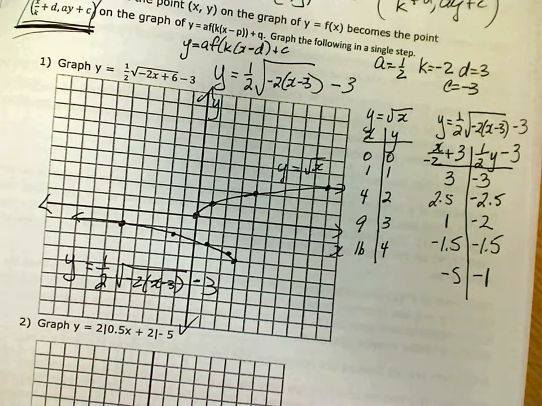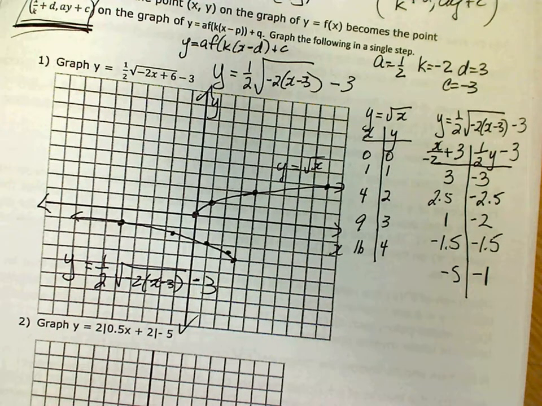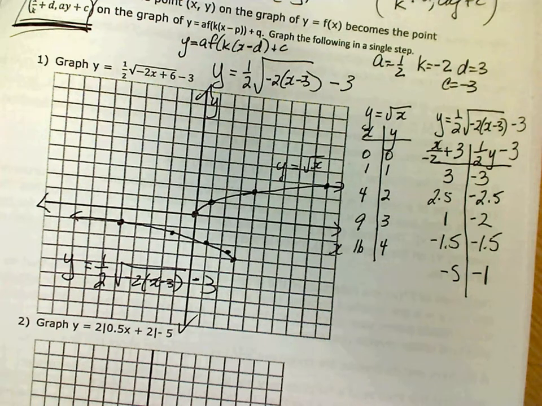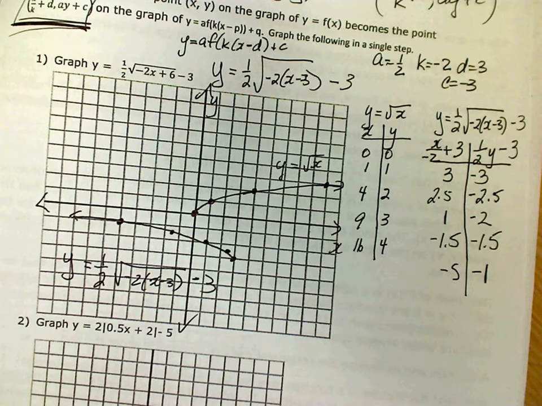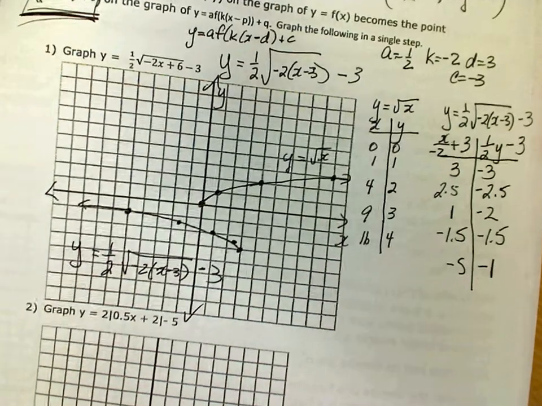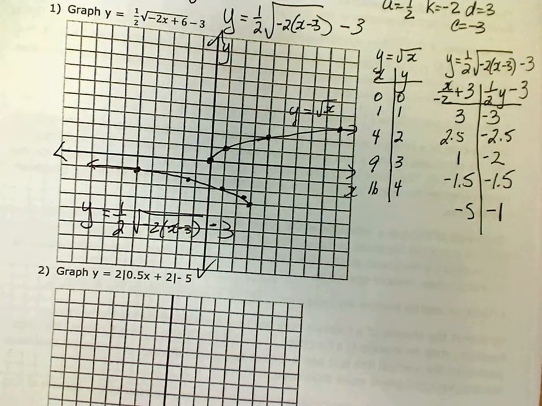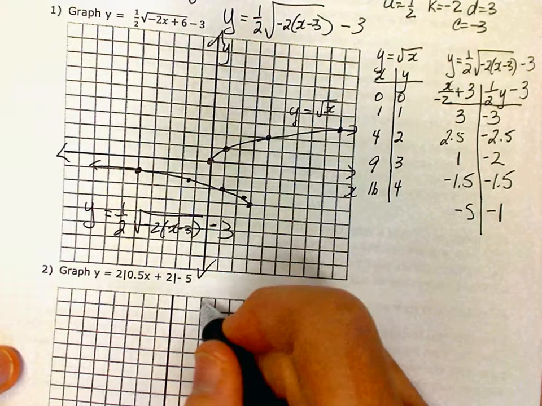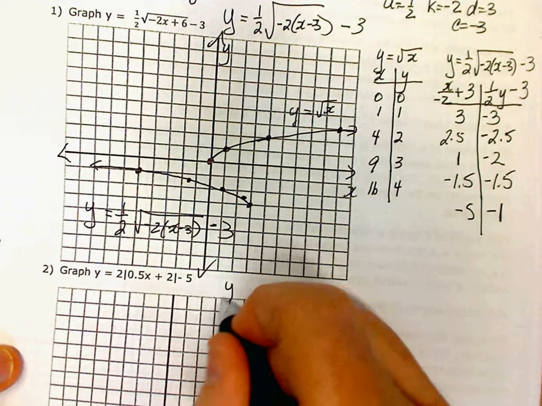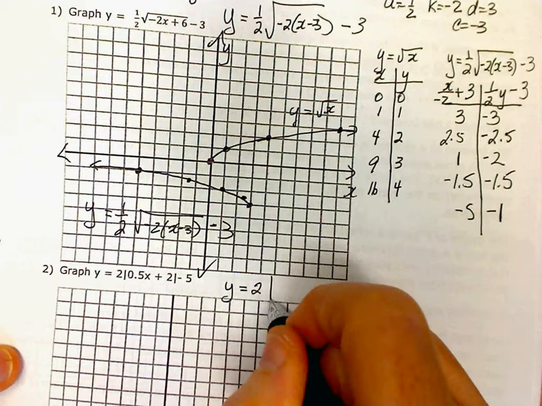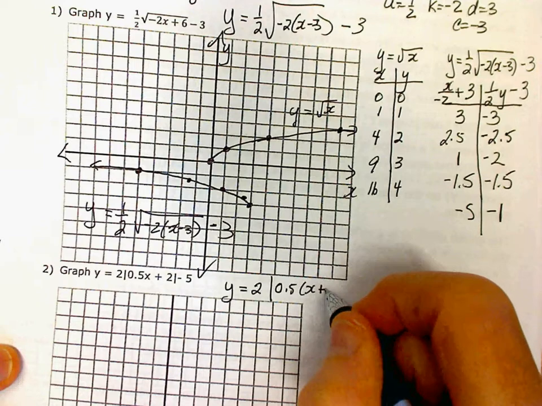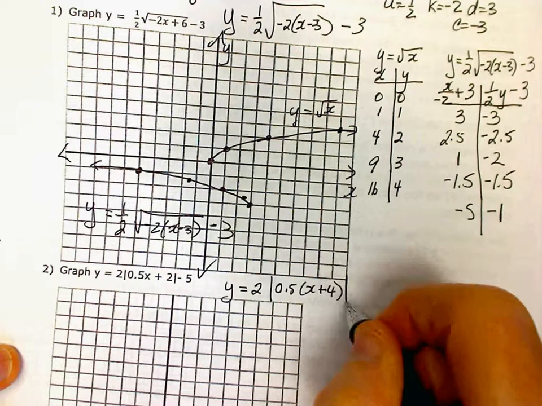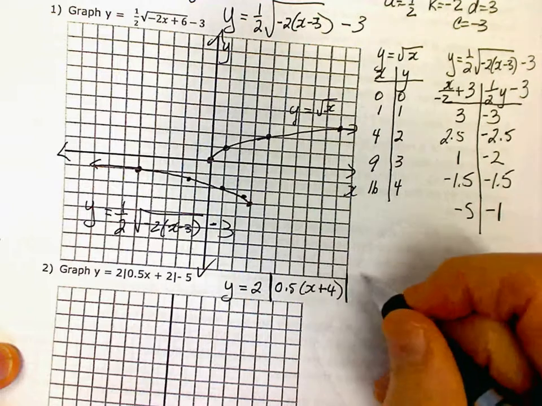So I want to illustrate now the same idea with the absolute value function. Okay, so again, it's very important to always remember to factor out the k so that we can get all the correct transformations. So we're going to rewrite it: y equals 2 times the absolute value of 0.5 times x plus 4, minus 5.